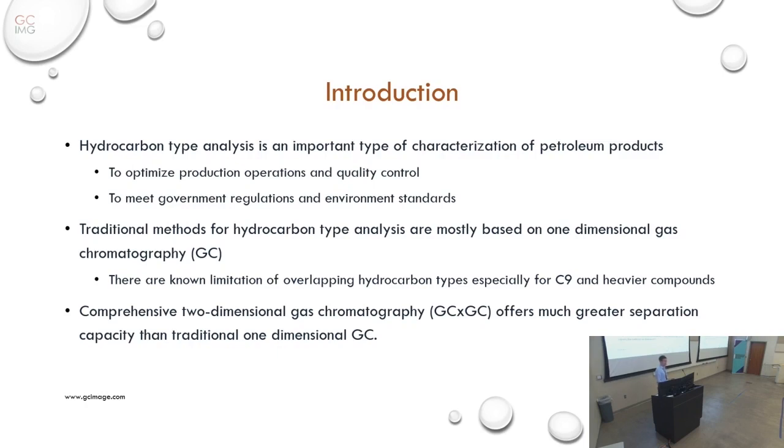Hydrocarbon type analysis is an important type of characterization for petroleum products. It can be used to optimize production operations and for quality control, as well as to meet various government regulations and environmental standards. Traditionally, methods for hydrocarbon type analysis have been based on one-dimensional gas chromatography, but there are some known limitations with this from overlapping hydrocarbon types, especially the C9 and heavier compounds. As we know, 2D GC can help with that by offering greater separation capacity.